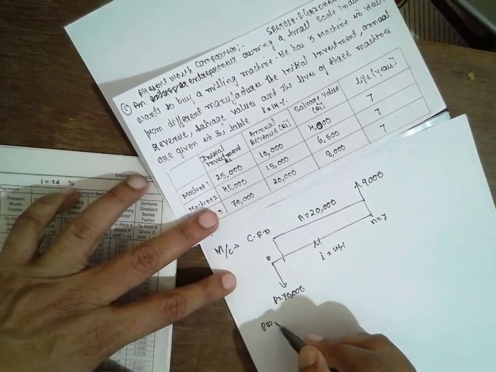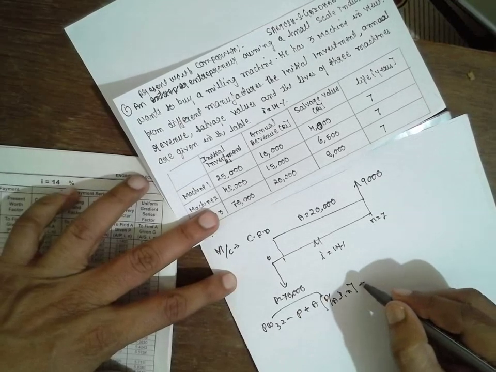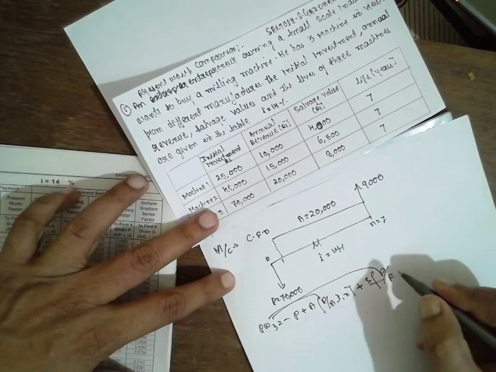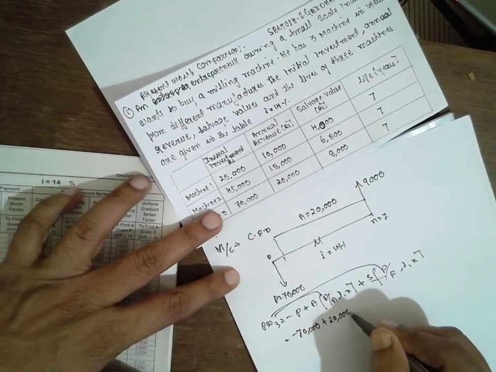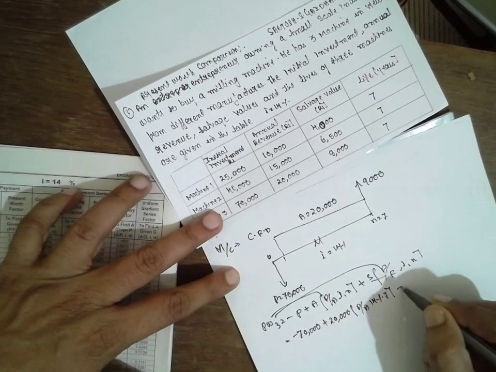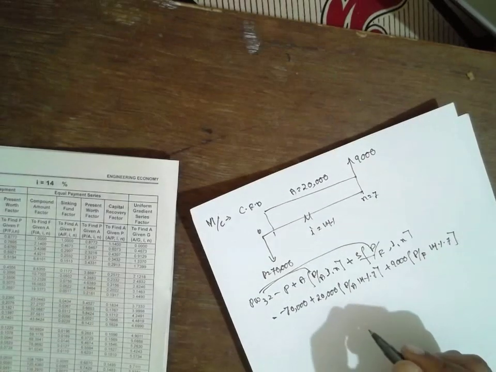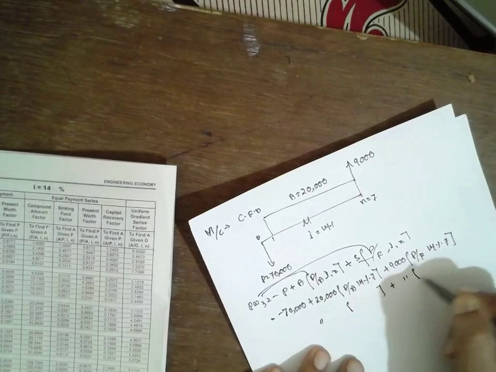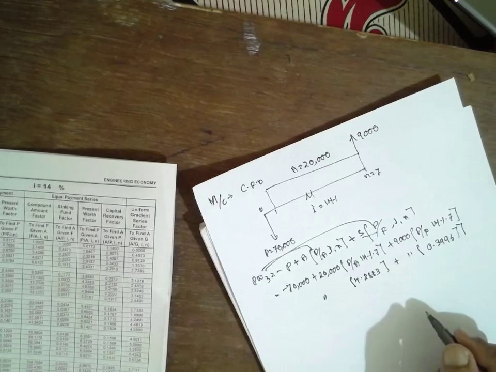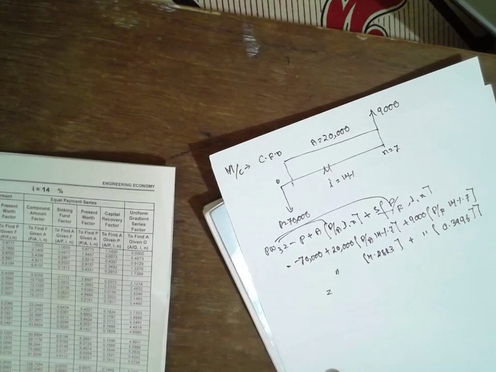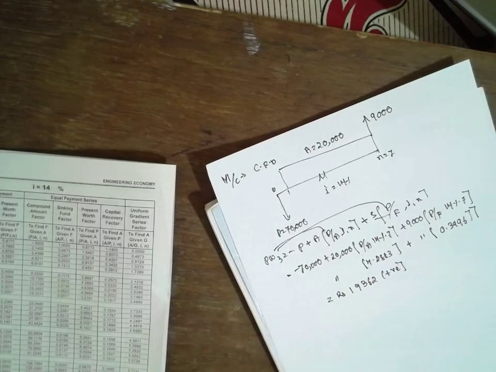Formula: PW3 is minus P plus A (P/A, i, n) plus S (P/F, i, n), and instead of S you have to write F. Minus 70,000 plus 20,000 (P/A, 14%, 7) plus 9,000 (P/F, 14%, 7). The values are the same, 4.2883 from the discrete compound table, and 0.3996. The answer for this one is 19,362. Positive.